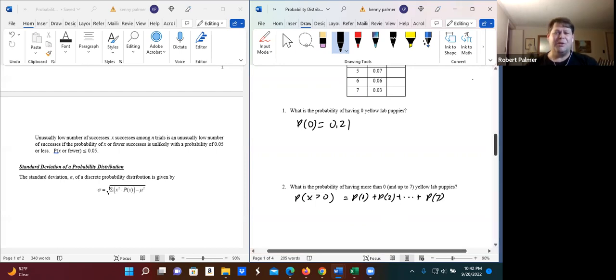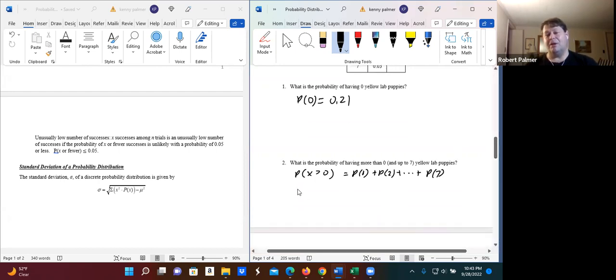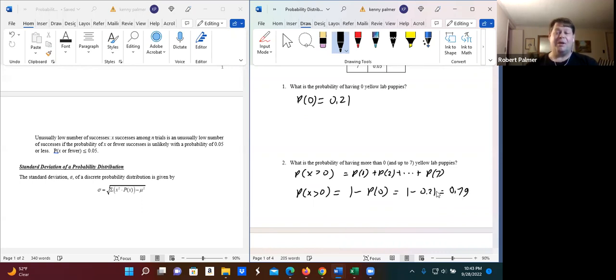That's valid, but there's an easier way to do it. You can use the idea of a complement. The probability of X greater than 0 is mutually exclusive with 0, so you're either going to get 0 or greater than 0 yellow labs. You can write this as 1 minus the probability of 0. That's a much easier way to do it. So 1 minus 0.21 is 0.79. That's approximately a 79% chance of getting more than 0 yellow lab puppies in this litter of 7. You can do this on your own: if you add up all those other probabilities, you get the same thing, 0.79.